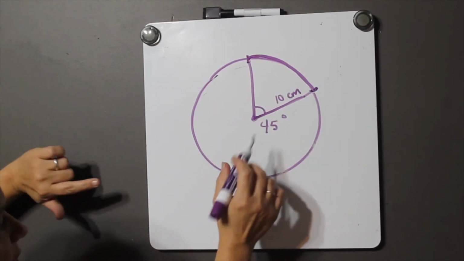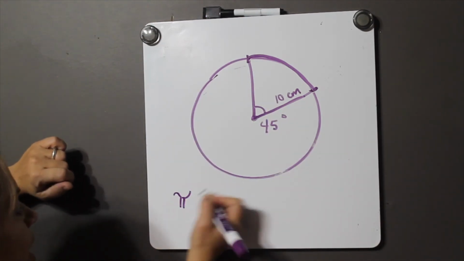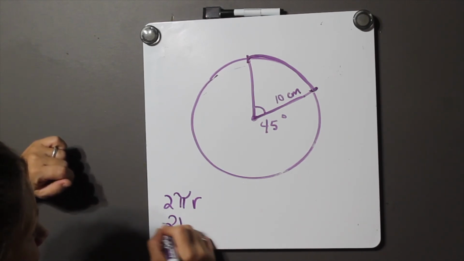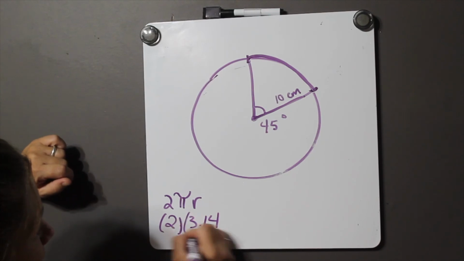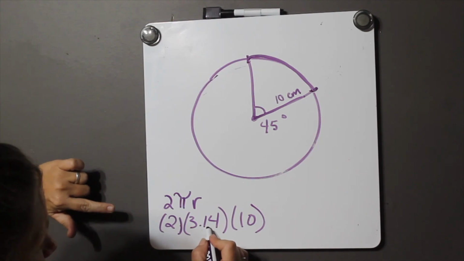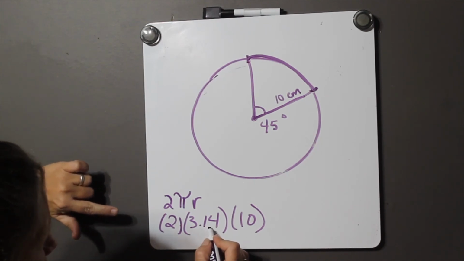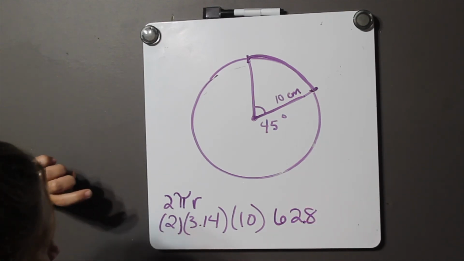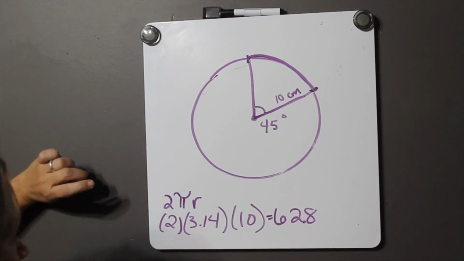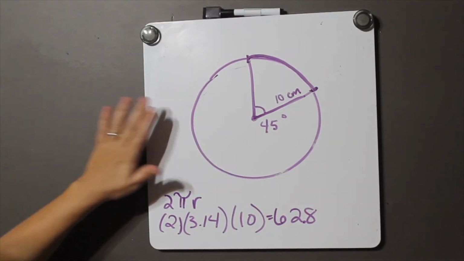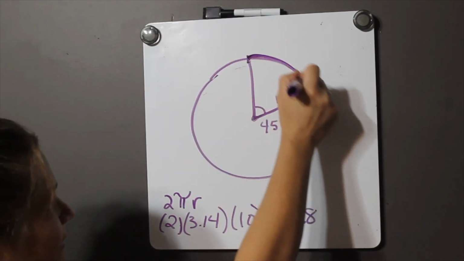So what we're going to do is we're going to find the circumference of the circle, which is 2 pi r. 2 times 3.14, and r is 10. That's easy because that will be 31.4 times 2 would be 62.8. That would be the circumference of this circle. So that's all the way around. But we only need this piece right here.